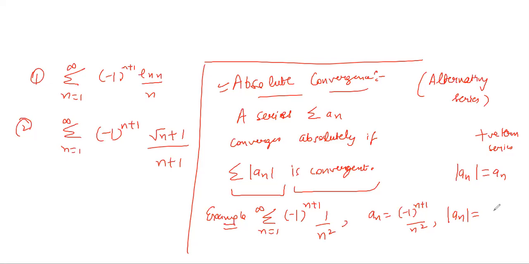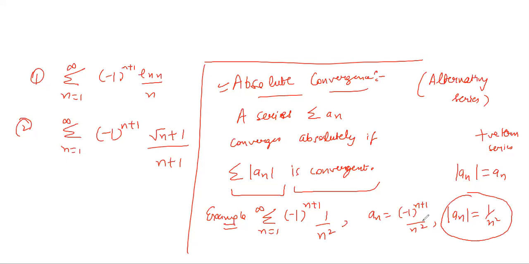What will be mod an? It will be simply the positive part of it, and that is 1 by n square. So taking the mod will always remove the (-1) raised to power n part, (-1) raised to power n and (-1) raised to power n plus 1 will be gone, and whatever else is positive, you will be retaining. So just the absolute version of that you have to do.